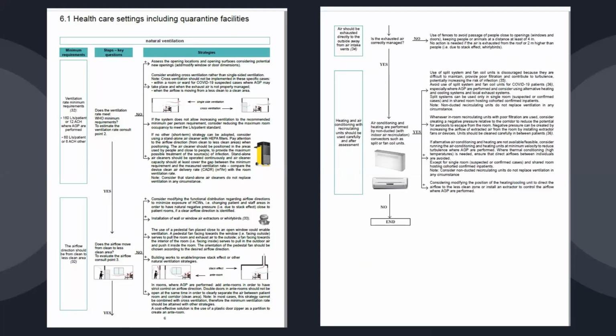And the strategies include: assess the opening locations and opening surfaces, considering potential new openings. Consider enabling cross ventilation rather than single-sided ventilation. If the system does not allow increasing ventilation to the recommended minimum per person requirement, consider reducing the maximum room occupancy to meet the liters per second per patient standard. If no other short-term strategy can be adopted, consider using a standalone air cleaner with HEPA filters.